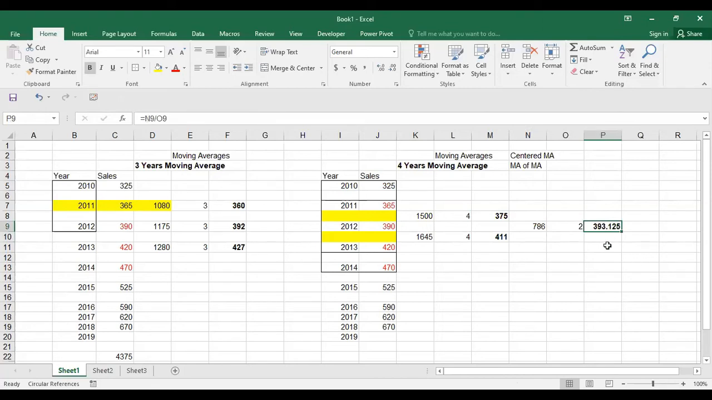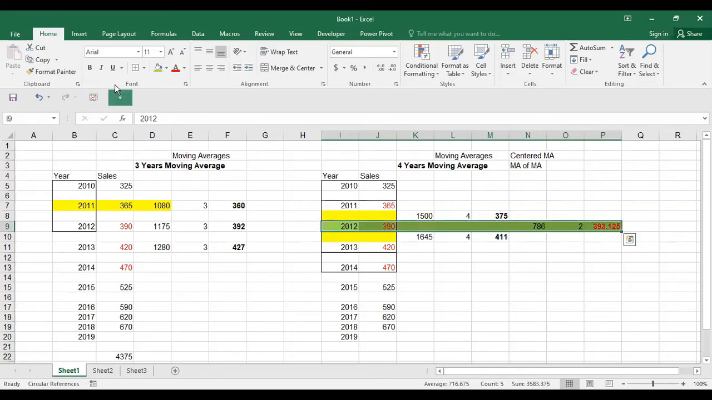So this 393 number is the average of this midpoint and this midpoint. So we took 375 and 411. These are 2 numbers, so we divide them by 2, and we get 393. And now you see that 393 is exactly in the middle, and this is exactly for 2012. So that's a representative value.